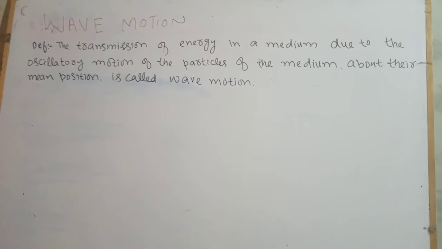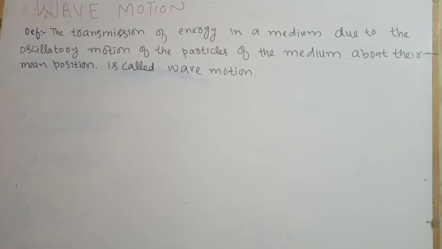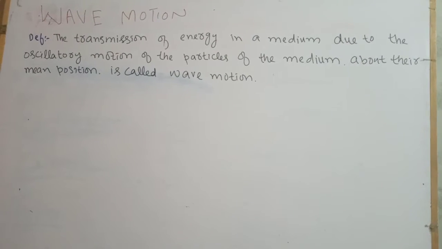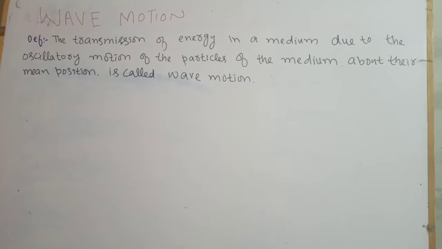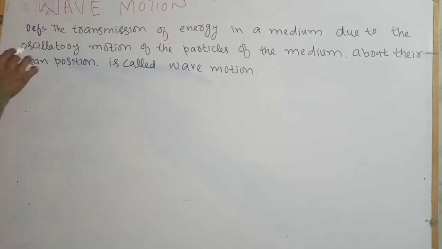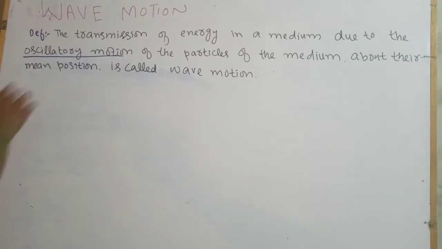So first of all, let's see the definition of wave motion: the transmission of energy in a medium due to the oscillatory motion of the particles of the medium about their mean position. Here we have seen a new word, which is oscillatory motion. So what is oscillatory motion?